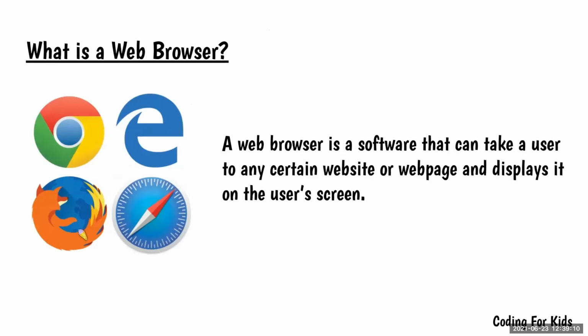For a web browser, I can take a common example such as Google, but you guys might know other examples as well. A web browser is a software that can take a user to any certain website or web page, and it displays it on the user's screen. For example, if I went on Google and searched up YouTube, it'll take you to YouTube's home screen web page. And then you can watch videos and all of that sort of stuff. So that is what a web browser is.